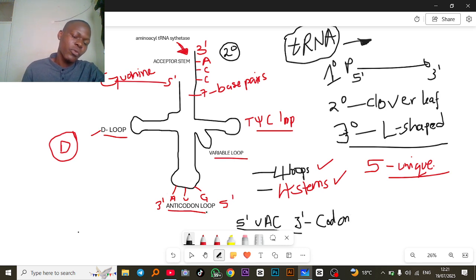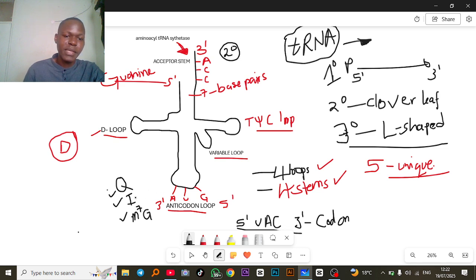So this anticodon loop also has some unique bases, which are about 3. The first one is denoted by the letter Q, known as queuosine. Then it also has another base, which is known as inosine, denoted by I. Another base is what we call 7-methylguanosine, written as m, 7 as a superscript, then G. So these are the main 3 unique bases in this part.